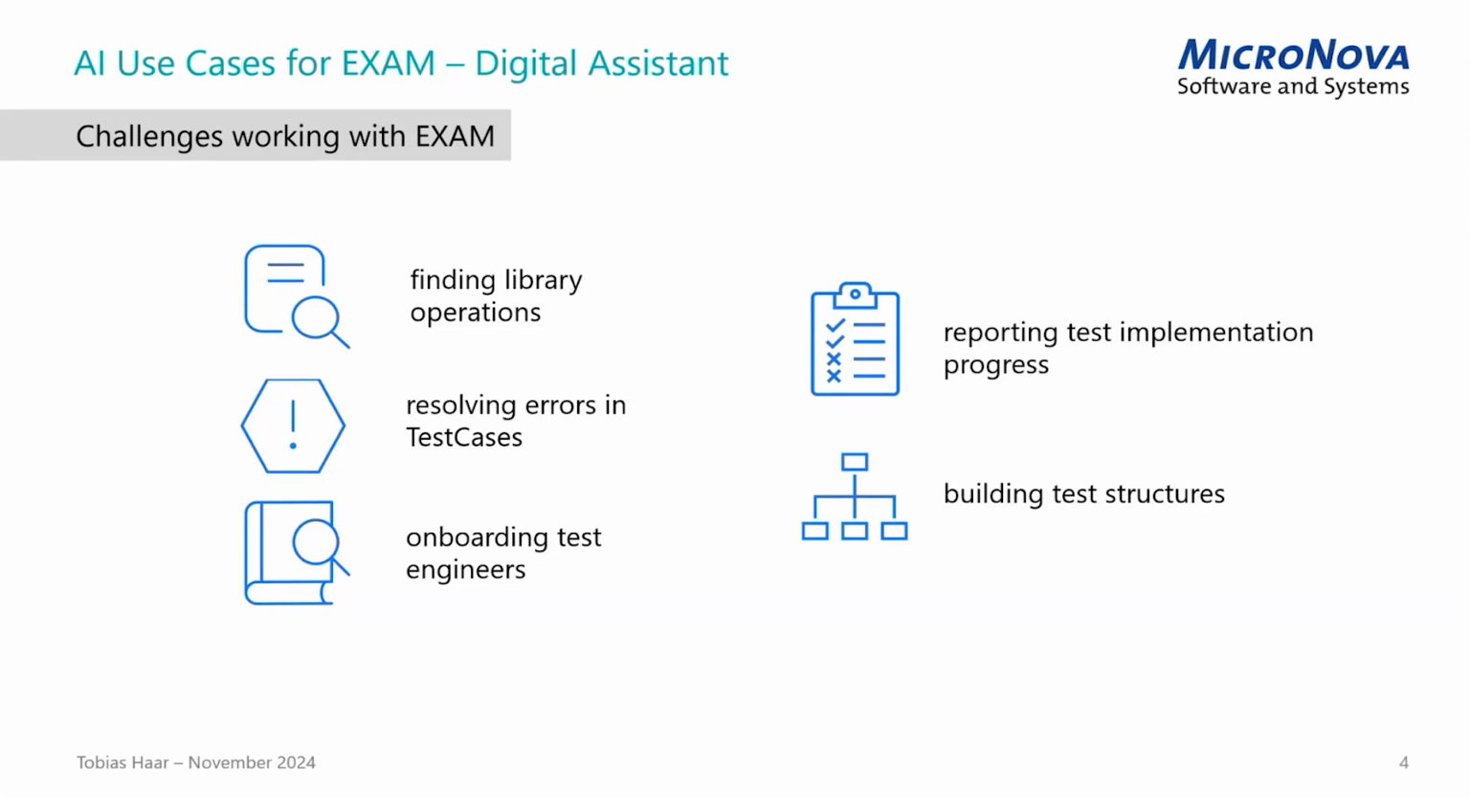A fourth one would be reporting of test implementation progress. So imagine you have test cases and you want to monitor how the implementation is going, how many of them have been implemented, how many of them are yet to go. You can also do that with a Groovy script.